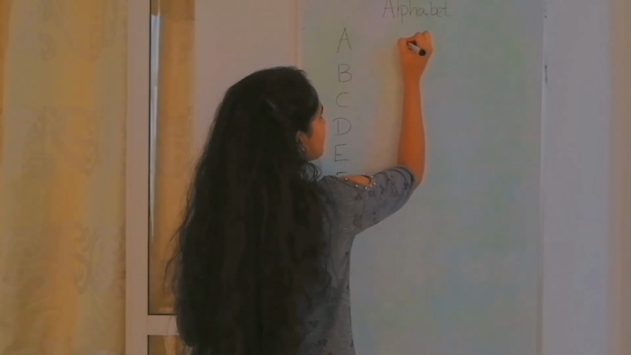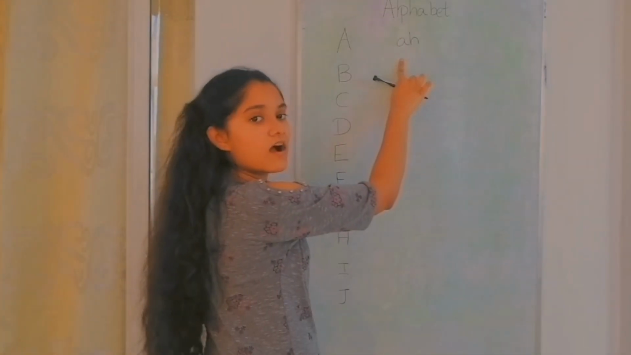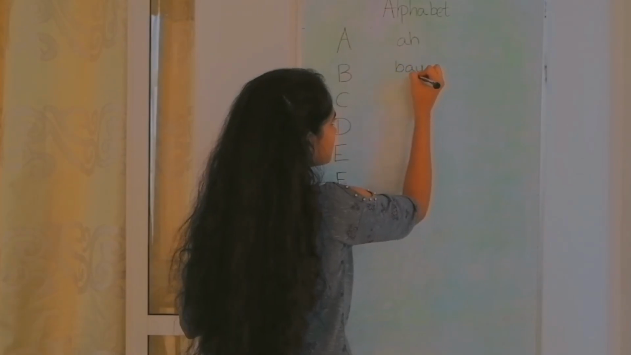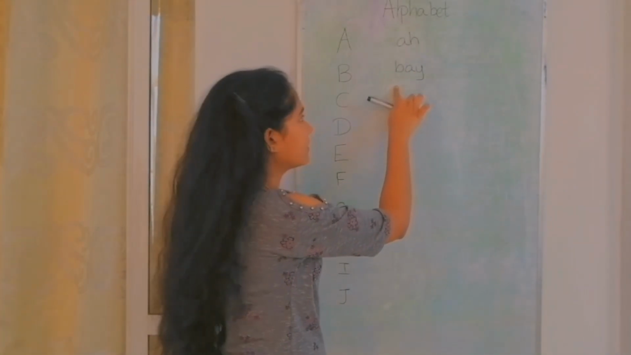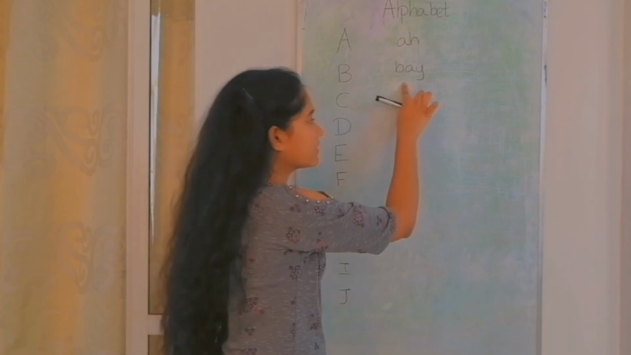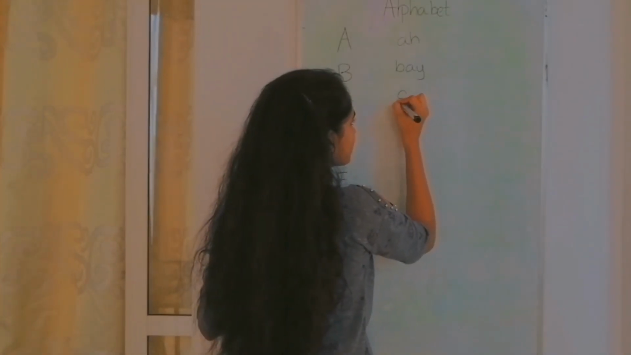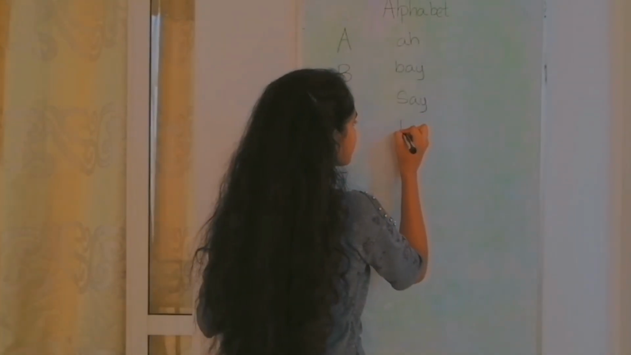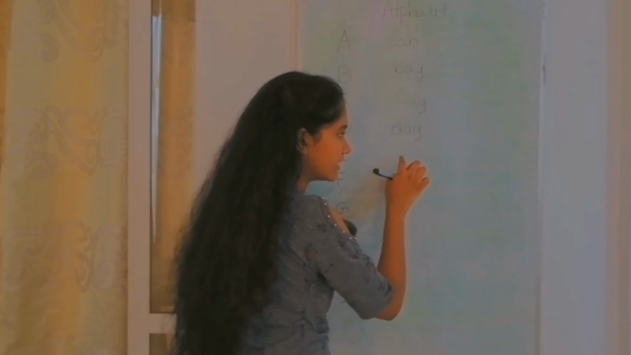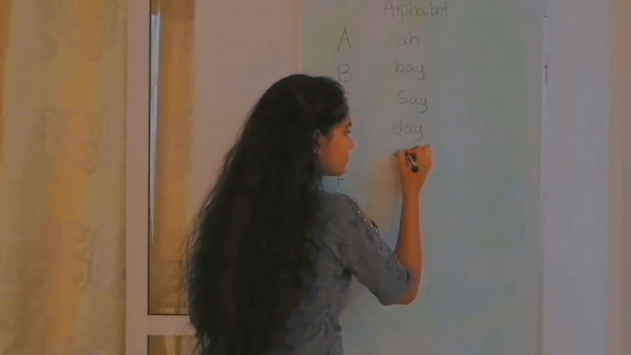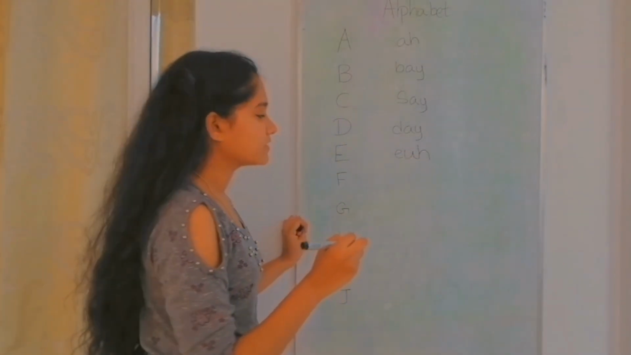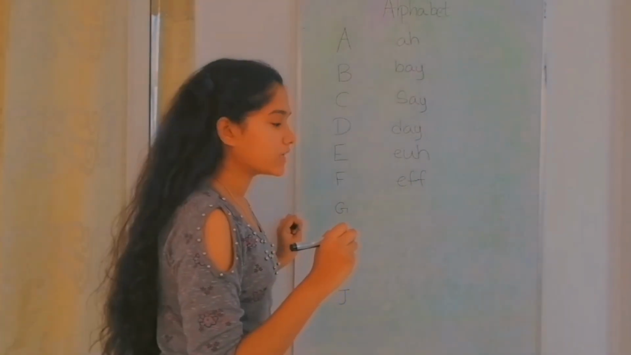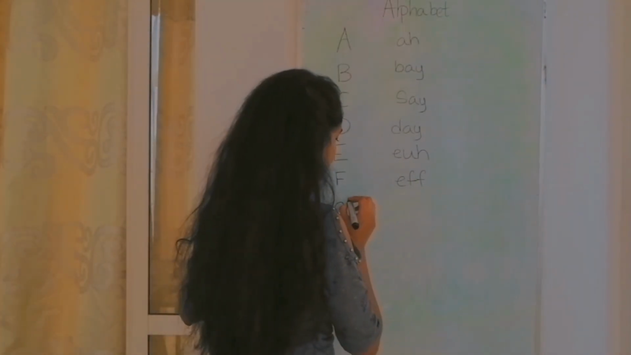A. So how to pronounce this? A. B. This is B. A. B. C. C. D. D. E. F. We pronounce that the same. F. G.